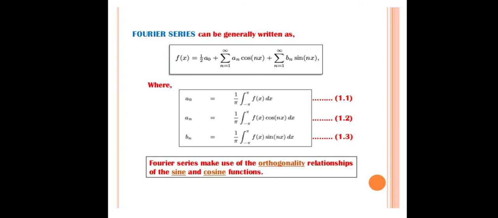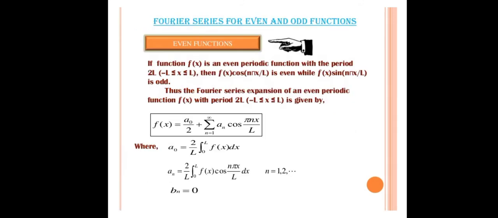Now we will first discuss even and odd functions, the Fourier series for even and odd functions. The function f of x can be even. For the periodic function on minus L less than or equal to x less than or equal to L, f of x cos n pi x upon L is even, while f of x sin n pi x upon L is the odd function.